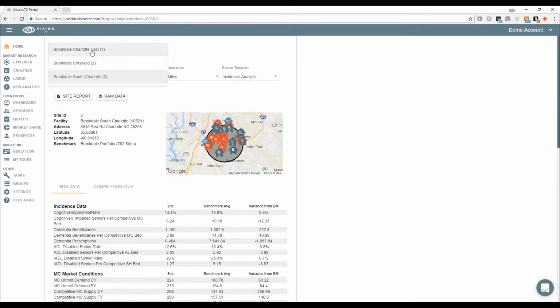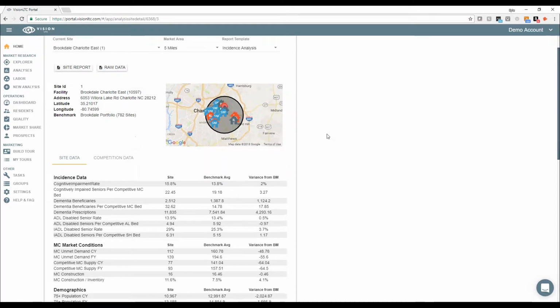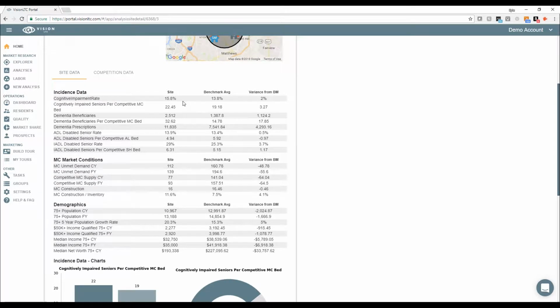But we had other assets in the market, so let's do the same analysis on those assets. We'll move just a couple miles up the street to the Charlotte East property, and we'll look through those same data points. What's the cognitive impairment rate? How many people are receiving dementia medications? And you'll notice with this asset that not only are our impairment rates higher, our incidence rates are higher, but our ratios in this market are much stronger as well. So there's a higher number of people who have a need, and there's also a smaller amount of services being provided to those in need.